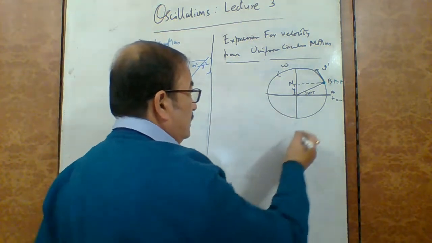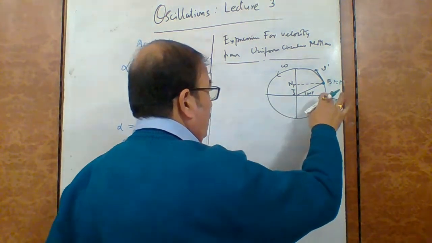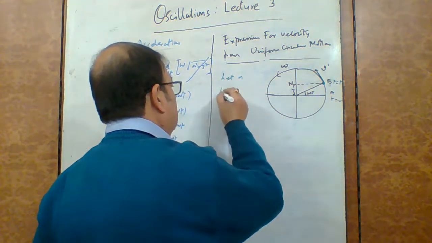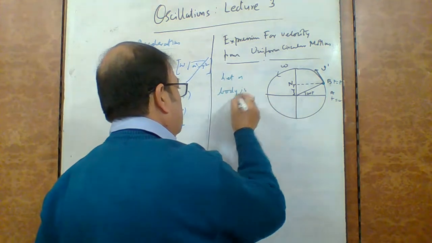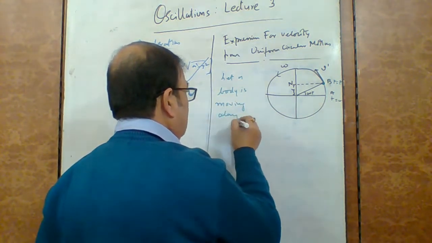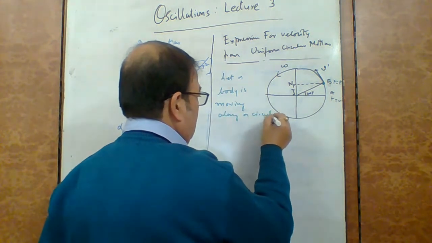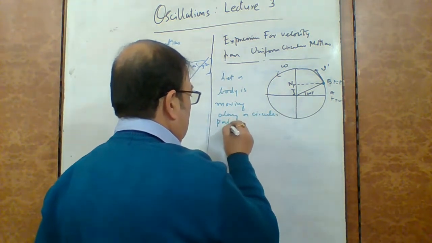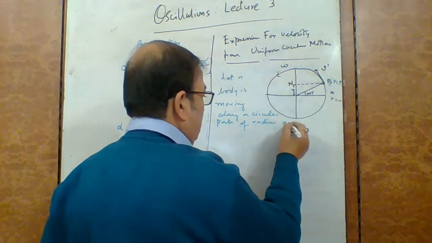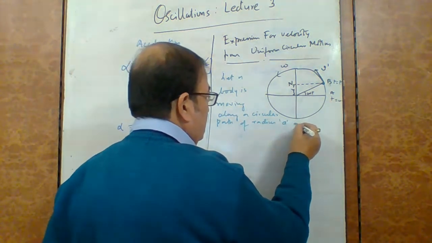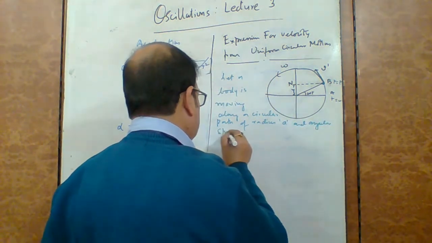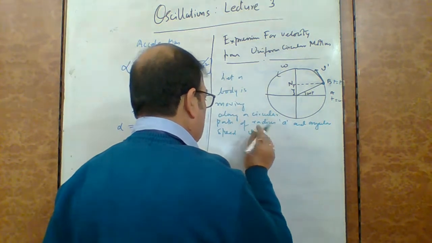Now what we have from this formula, let a body is moving along a circular path of radius A and angular speed omega.